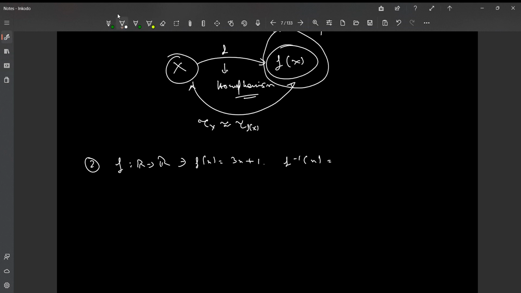What is f inverse of x? F inverse of x is x minus 1 upon 3. You can consider this to be a rational function, right? If you consider 3 to be a constant function, x minus 1 in the numerator is obviously another polynomial function. So it's a rational function with a non-zero denominator. So it's again a continuous function over R, right? So f is obviously a homeomorphism, right? F is a homeomorphism. Clear?